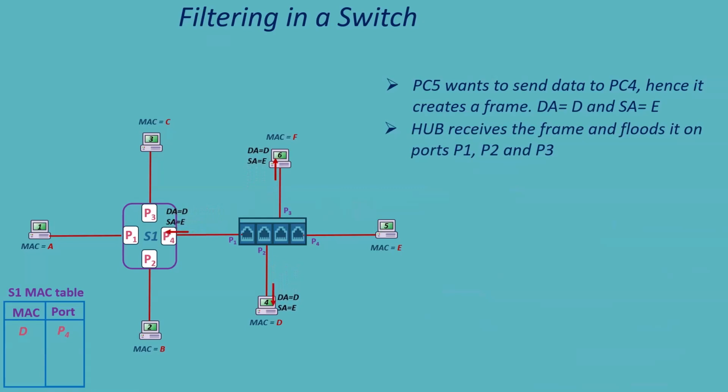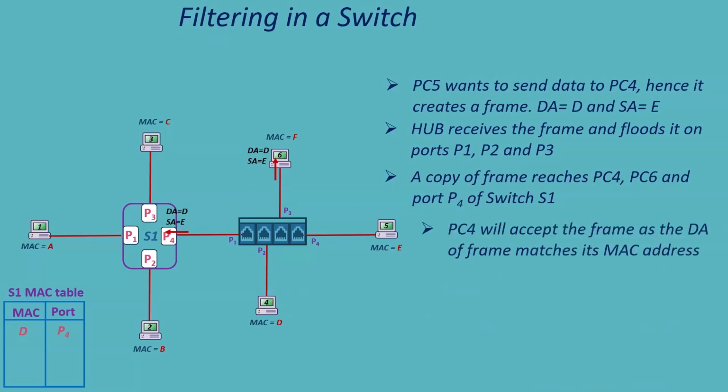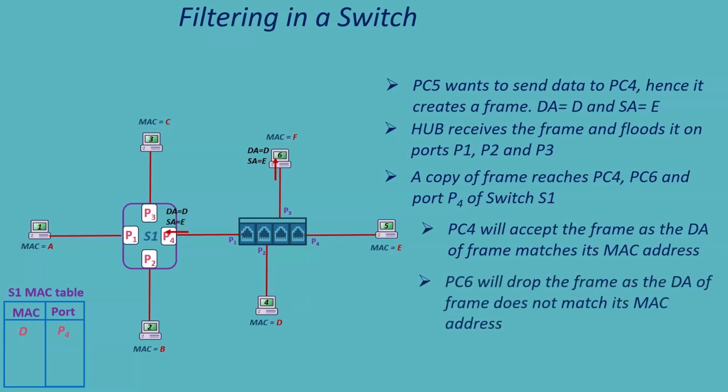Okay, let's analyze this. PC4, PC6, and port P4 of the switch S1 receive it. PC4 will accept the frame as the DA matches its own MAC address. PC6 will reject it because the DA value does not match its own. Here DA is equal to D and PC6's MAC address is F, so it rejects or drops it.